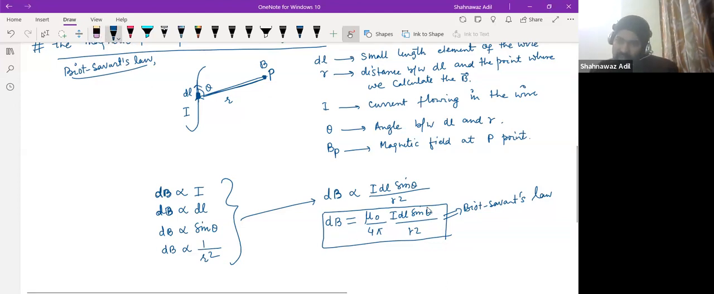Did we talk about any direction in here? Is this a vectorial quantity? No, because we don't have any direction. We have not talked about the direction at this point at all. So this is a directionless quantity as of now, which we will call the scalar form. We are only talking about the magnitudes.